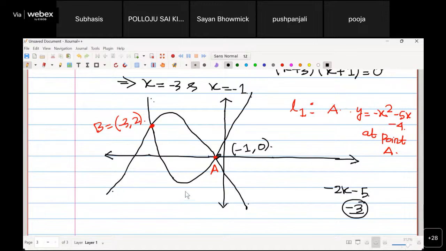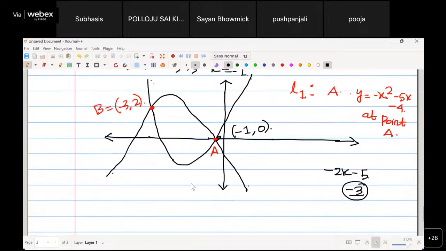Sir, you have interchanged the names. It should be B, and A would be -3, 2. Yes, it's interchanged; on the x-axis it's point B. Correct, I made a mistake. So this is your A and this is your B. Now L1 passes through point A, and the slope of L1 is the slope of the parabola at point A. So the slope of the parabola at point A is 1, right?